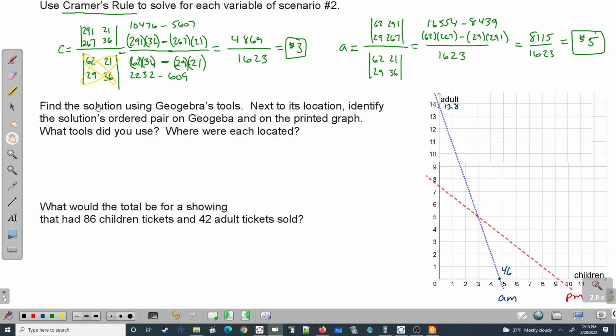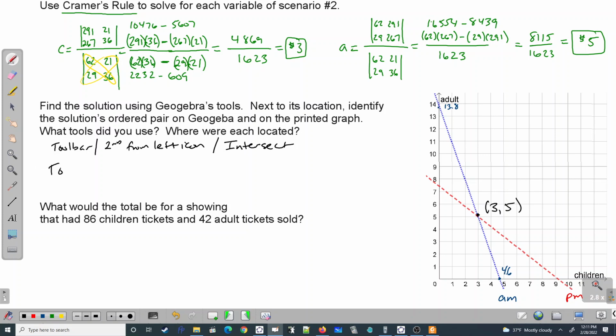First off, let's label this as 3 and 5 here so that you remember that we need that. But if you want to know what tools you used, you go to the toolbar. It'll be the second icon from the left, and from there you choose intersect.